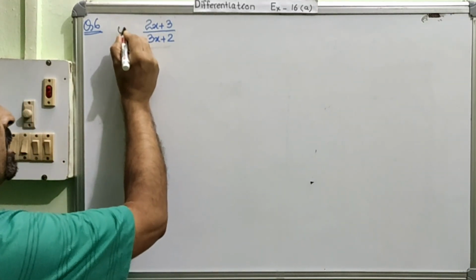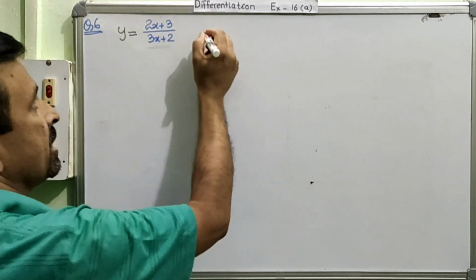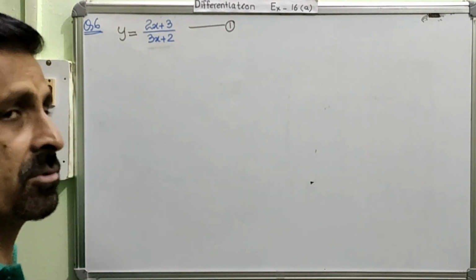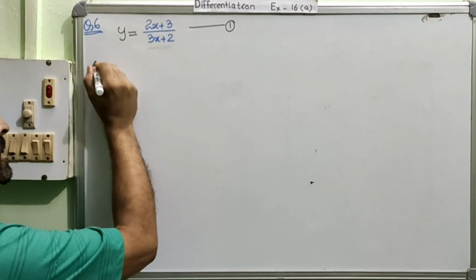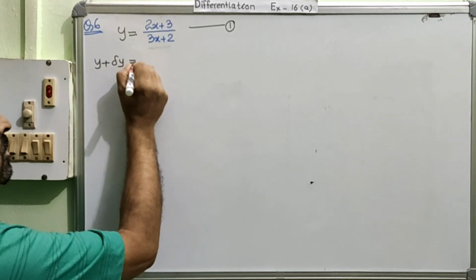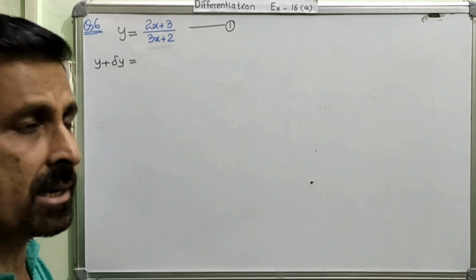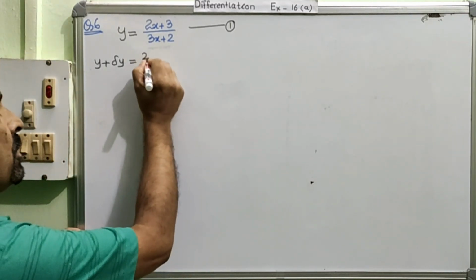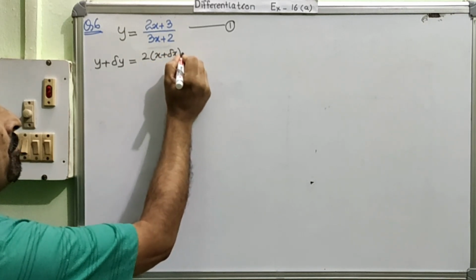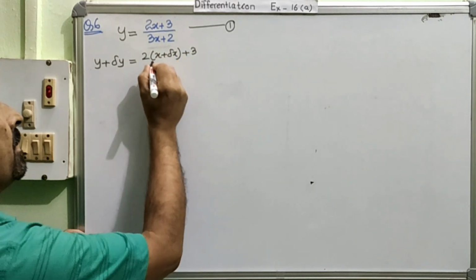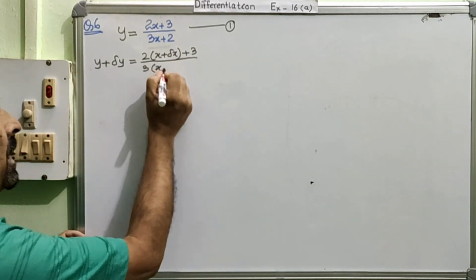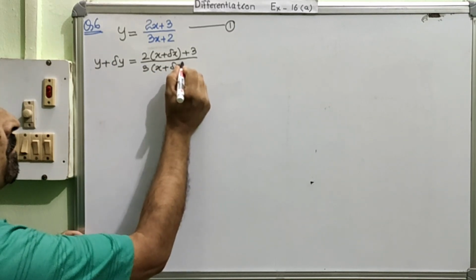First of all, step number 1, as usual, we will assume this as equal to y, and we will name this as equation number 1. This question is going to be a little lengthy, but interesting. Okay. So the second step is y plus delta y is equal to, now every x will be increased in the same manner. So 2 into x plus delta x plus 3, and then divided by 3 into x plus delta x plus 2.